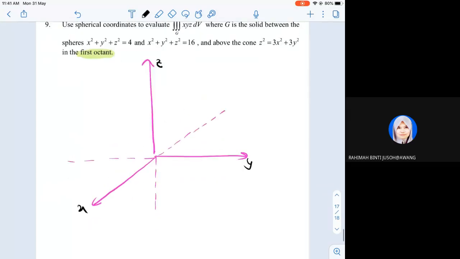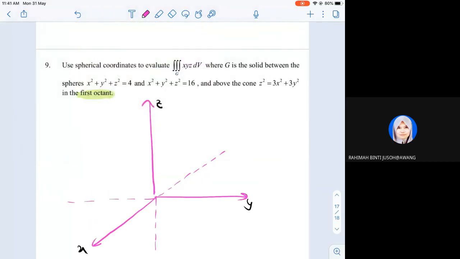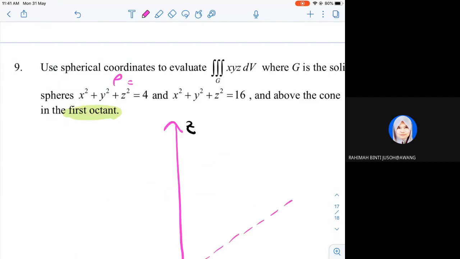For this question, rho equals to what? For X squared plus Y squared plus Z squared equals to 4. Rho equals to? 2. Okay. And the second one? Rho equals to? 4. Okay, well done.